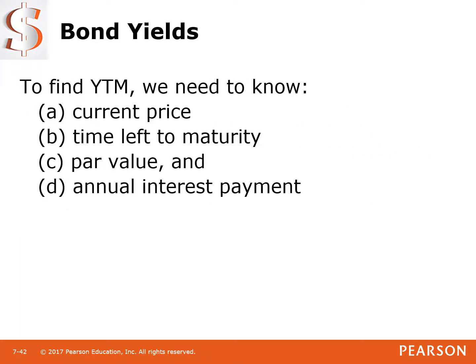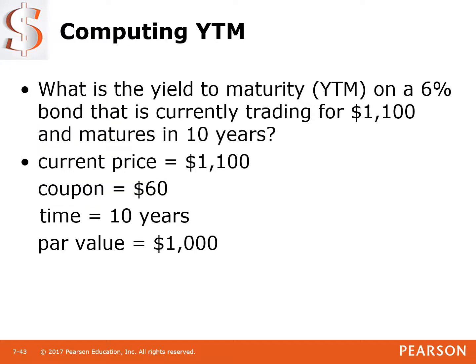To find YTM, we need to know the current price of the bond, how much time there is to maturity, what the par value is, and what the annual interest rate is. So, what is the yield to maturity on a 6% bond that is currently trading for $1,100?